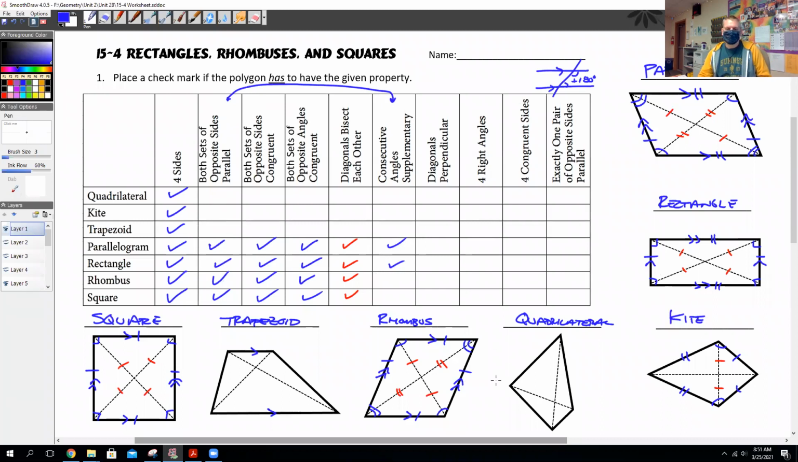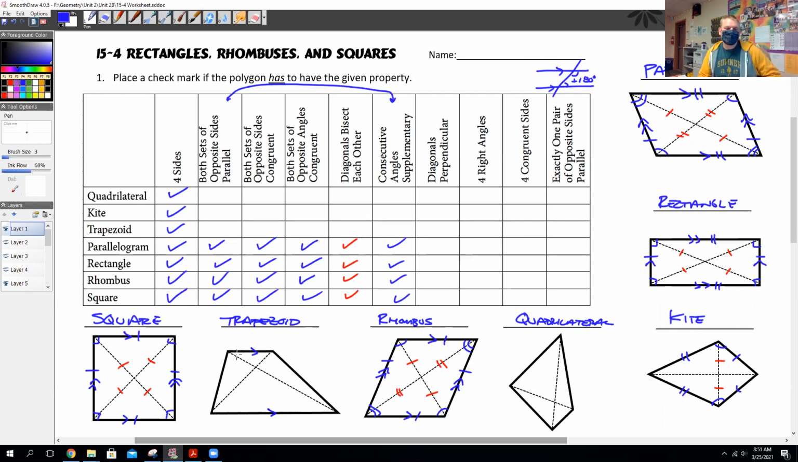Rhombus, look, these are going to add up to 180. These are going to add up to 180, 180. And then same thing with the square. Those are going to add up to 180. Those are going to add up to 180, so forth and so on. And then the trapezoid, kite, and quadrilateral, these are not necessarily going to be supplementary. Those aren't going to necessarily be supplementary. And these will be, but these two won't.